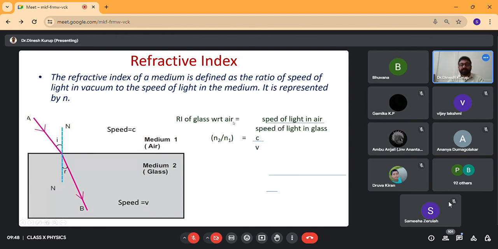Refractive index of glass with respect to air will be speed of light in air divided by speed of light in glass. Speed of light in air is c and speed of light in glass is v. Now the refractive index of air with respect to glass is the inverse of this one. So this one will be n2 by n1, where n2 is the speed of light in air and n1 is the speed of light in glass. So it comes to c by v. Similarly, the refractive index of air with respect to glass is v by c.